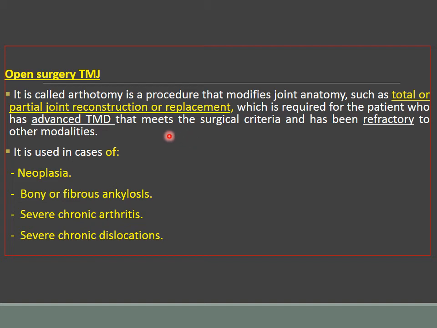يعني المشكلة الموجودة بالتيم جوينت قاومت الطريقة الأخرى والconservative method for the treatment، لذلك يرجعون إلى الأوبن method of treatment. الأوبن surgery TM joint used in cases of neoplasia الأورام، bony or fibrous ankylosis, severe chronic arthritis, and severe chronic dislocation. هاي indication.